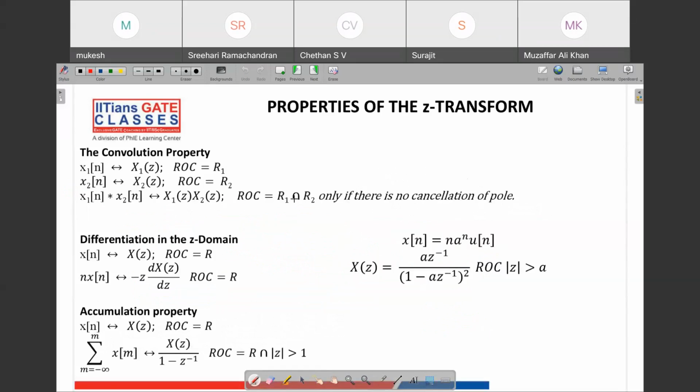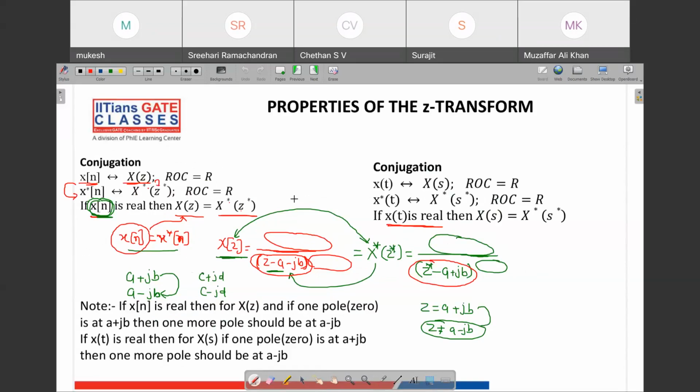Sir, where are these signals actually used? No, complex signals are not realizable in real time, in a real scenario. It's just for mathematical purposes that we use them.